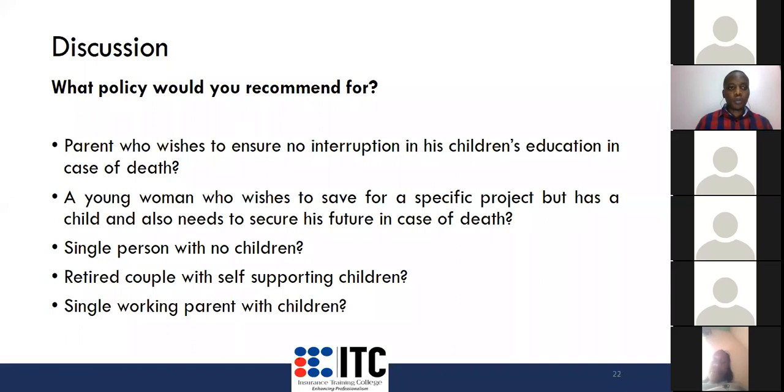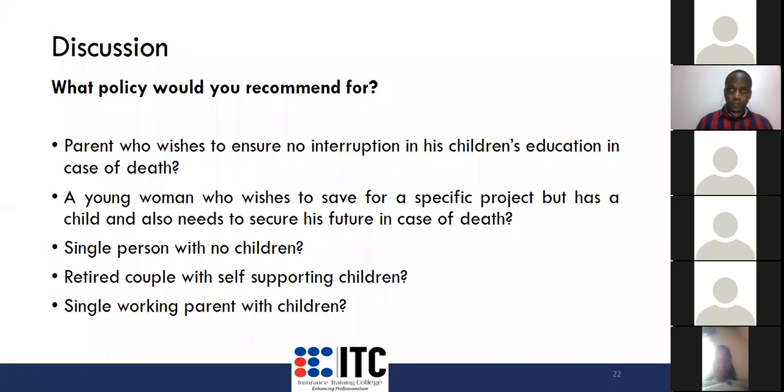Then we have a discussion here. The first question is, what policy would you recommend for a parent who wishes to ensure no interruption in their children's education in case of death? I think we can easily tell the answer there.